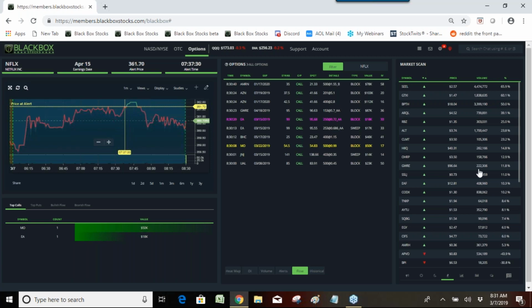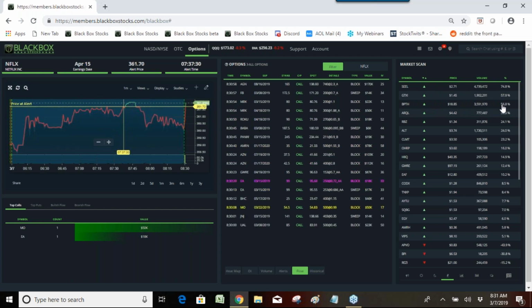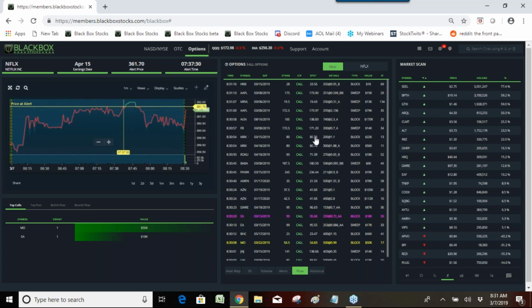Again, I can watch my market scan. I can see if anything else is moving. BPTH popped as soon as the market opened. I know that because I remember what it was in the 16s. Now it's up 56%. It's almost 19. So I can watch this while I'm watching this. Netflix spiking, anticipated. Apple's down. Facebook is down today.